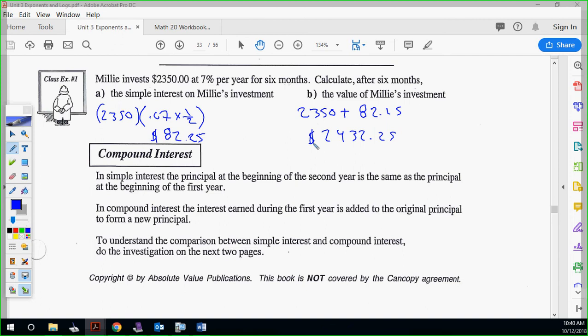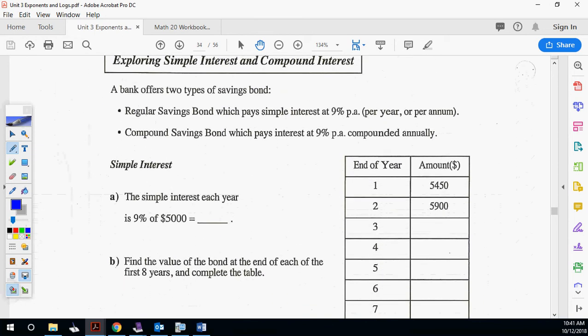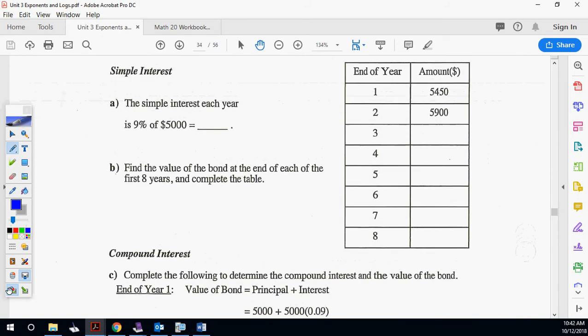Okay? So to understand the comparison between simple interest and compound interest, do this investigation in the next few pages. This is a little bit redundant, guys, so I'm going to go through it, but you just hang in there. So we have a regular savings bond, which pays 9%, and a compound savings bond, which offers 9%. So we'll do the simple interest first. So here's a simple interest table.